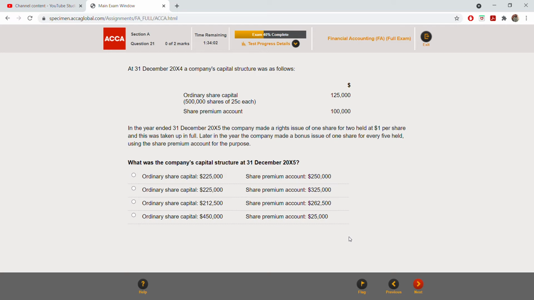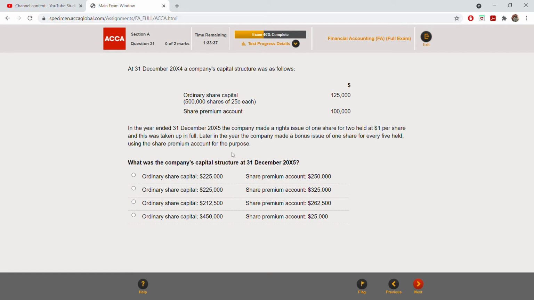At 31st December 2004, the company's capital structure is as follows. So capital structure is also tricky. You have to know your ordinary share capital, share premium, and all those things. In the year ended 31st December 2005, the company made a rights issue of 1 share for 2 held at $1 per share, and this was taken up in full. You have to know what a bonus issue and a rights issue are. Later in the year, the company made a bonus issue of 1 share for every 5 held using the share premium account for the purpose. What is the capital structure?